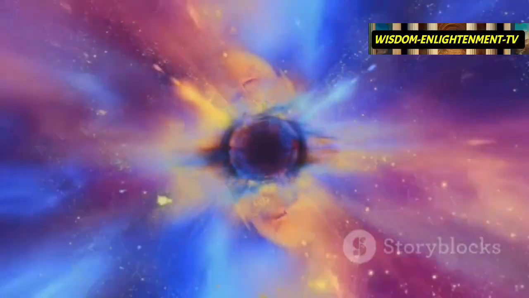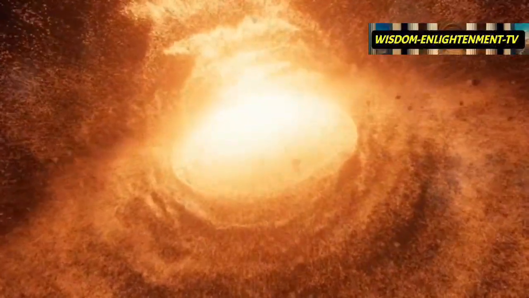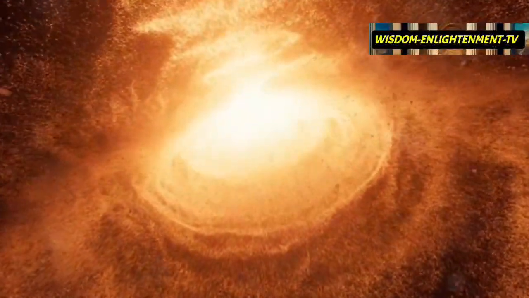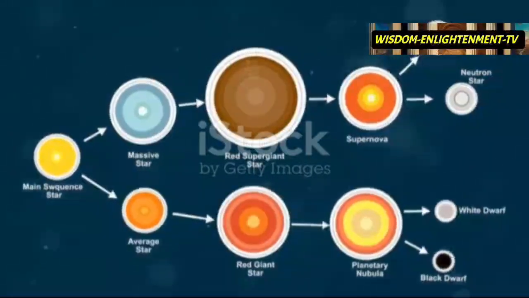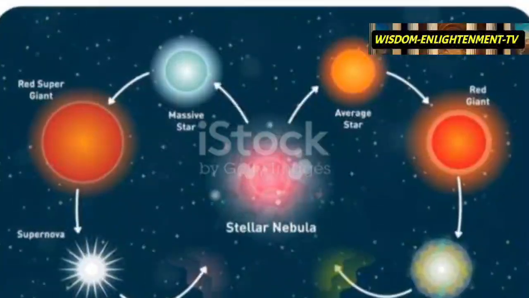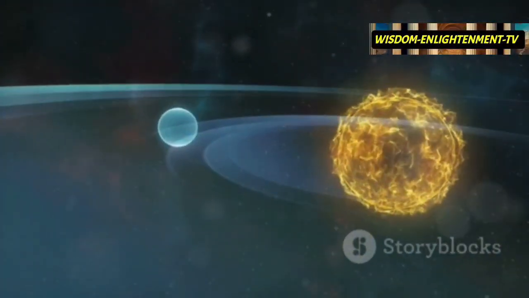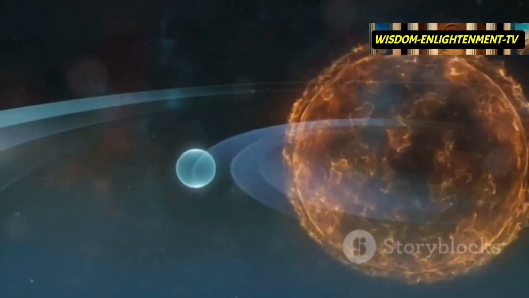Stellar evolution in different mass regimes. The mass of a star is the most significant factor determining its evolutionary path. Let's delve into the specific life cycles of low mass, intermediate mass, and high mass stars. Low mass stars, up to 0.5 solar masses.